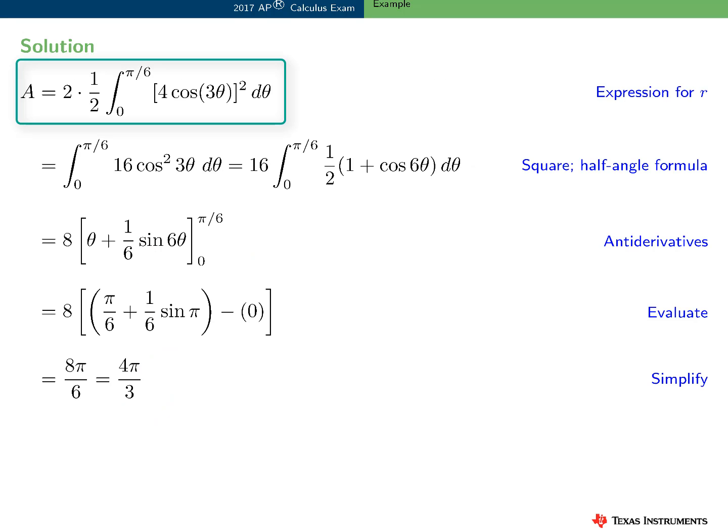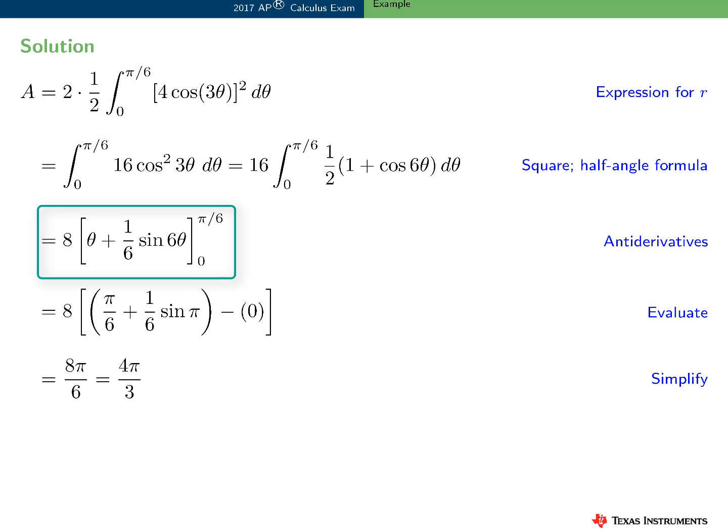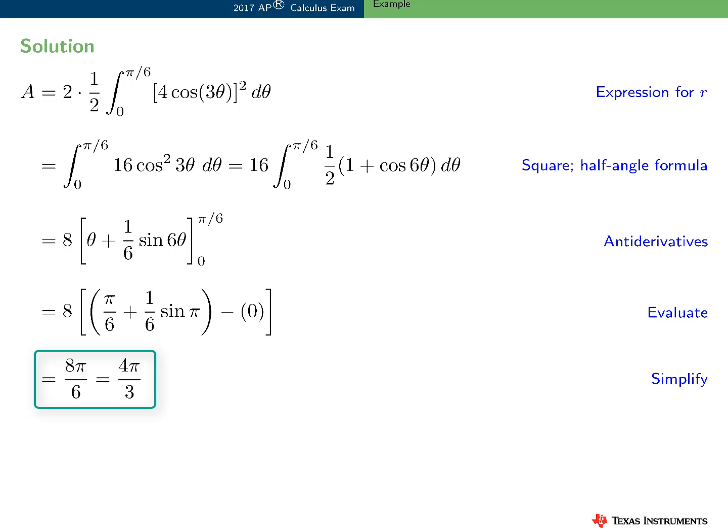In the first step, I used the formula for area, the expression for r, and symmetry. I multiplied by 2 to find the total area of the loop. Next, I squared the expression for r and used a half-angle formula. I found the antiderivatives term by term, and evaluated, and simplified. The total area of one loop is 4 pi over 3.